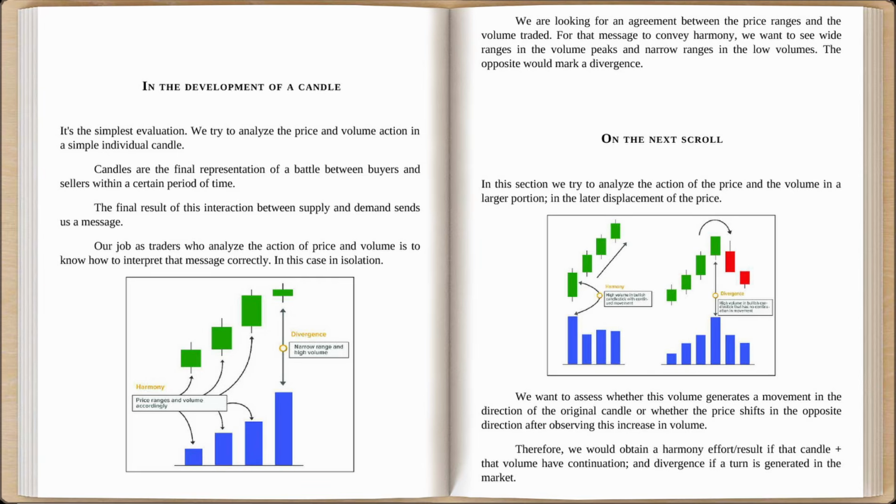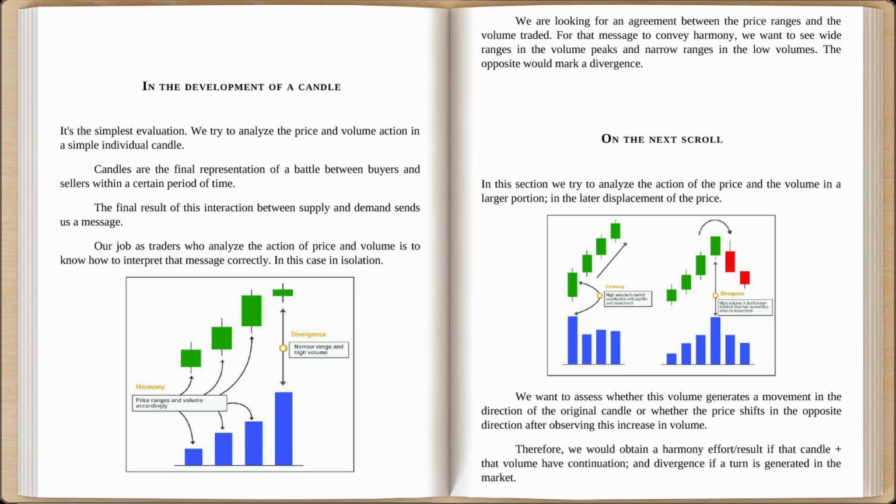Our job as traders who analyze the action of price and volume is to know how to interpret that message correctly. In this case, in isolation, we are looking for an agreement between the price ranges and the volume traded. For that message to convey harmony, we want to see wide ranges in the volume peaks and narrow ranges in the low volumes. The opposite would mark a divergence.